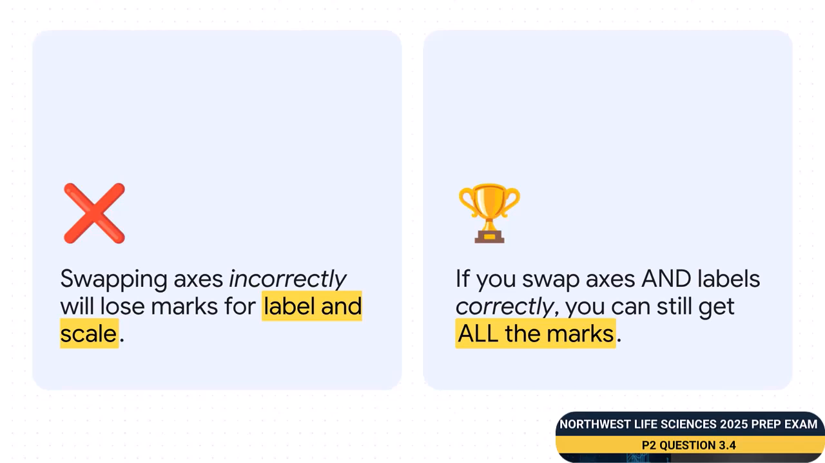Okay, now this is a huge one. Pay close attention. Most of us think that if you accidentally swap your X and Y axes, it's game over, an automatic 0. But check this out. The official memo says you can actually still get all of the marks if you also swap your labels correctly. That's an absolute game changer.